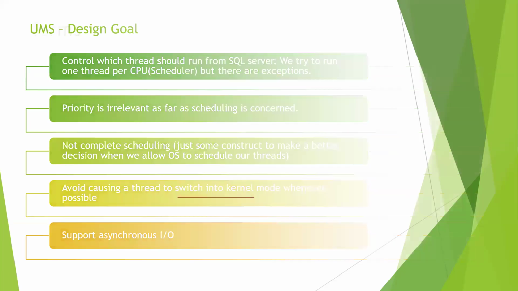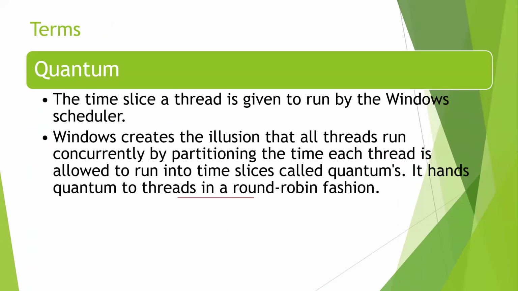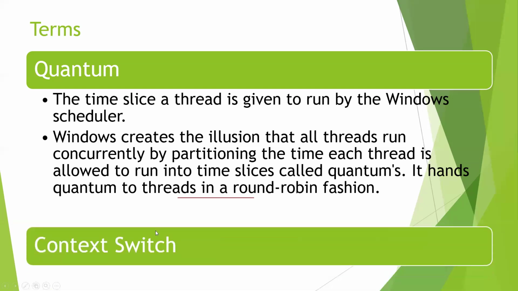Let's understand a few terminologies that we already covered. Quantum: the time slice a thread is given to run by the Windows scheduler. As I said, the Windows scheduler is at the Windows layer. We are letting the thread run for a specific time. Windows creates an illusion that all threads run concurrently by partitioning the time each thread is allowed to run. The quantum is 4 milliseconds, so every 4 milliseconds the thread has to execute and go out of the CPU, within the kernel layer. It is not related to SQL OS.